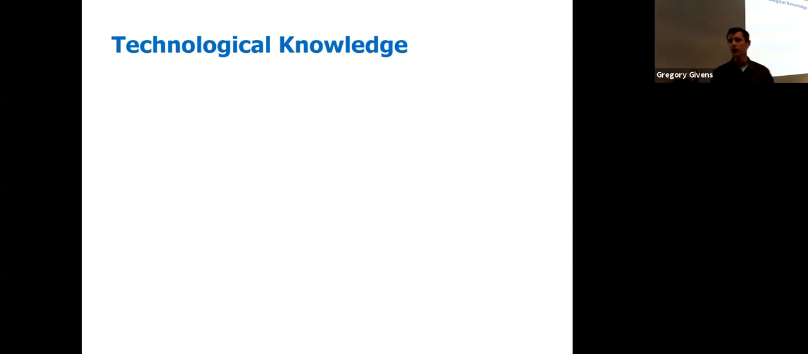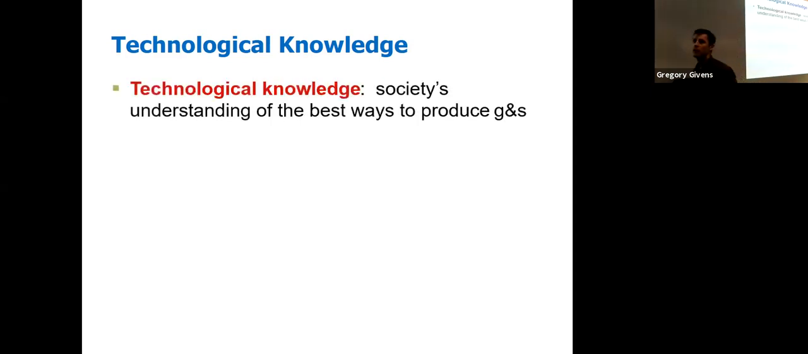In fact, this one here, in my opinion, is the most important. The thing that drives productivity higher and higher in the long run is not just physical and human capital, but this kind of abstract concept that macroeconomists describe as technological knowledge. Okay, now what do I mean by this? Technological knowledge is society's understanding of the best ways to produce goods and services.